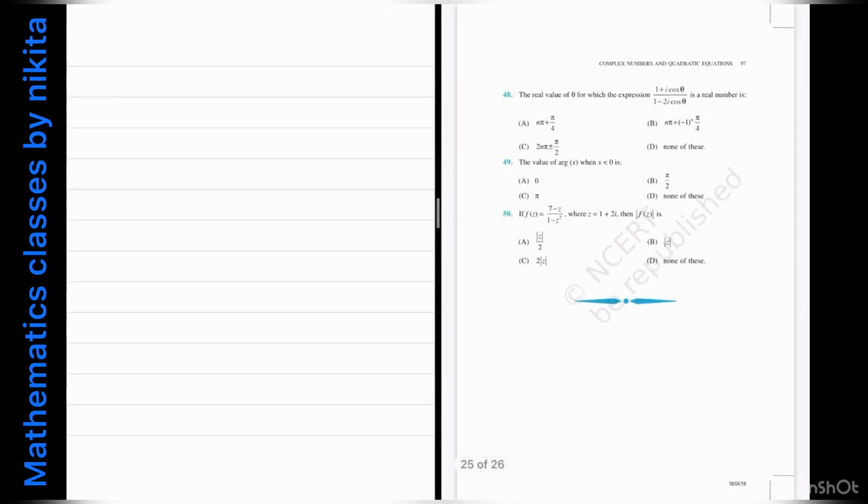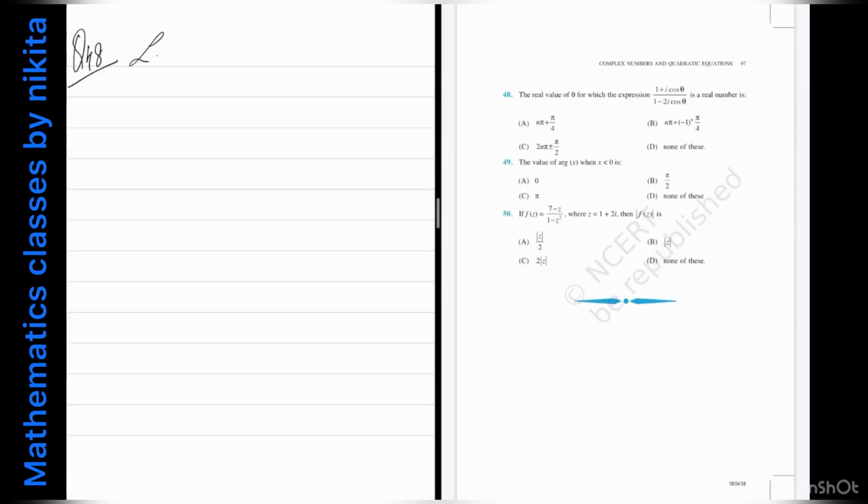So next question is question number 48. The real value of theta for which the expression 1 plus iota cos theta divided by 1 minus 2 iota cos theta is a real number is. So you have to find the real value of theta for which this expression is a real number, not a complex number but a real number. Now again a very easy question.